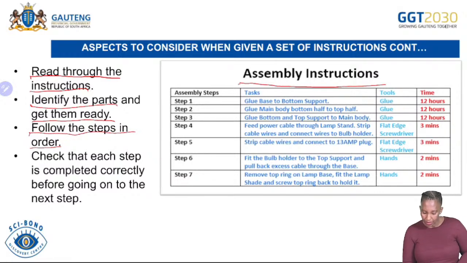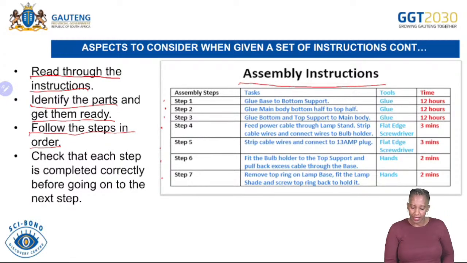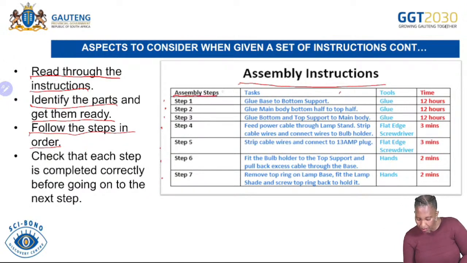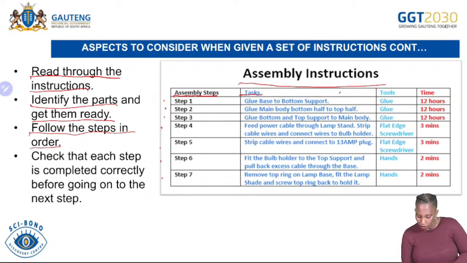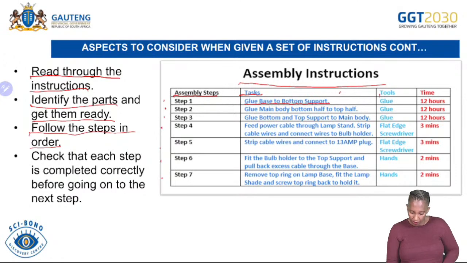So as you can see alongside here, we are given the number of steps. It says step number 1, 2, 3, 4, 5, 6, 7. And each and every single step has a task next to it. That means you are given the assemble step and you are given a task, what to do on that step. If it says step number 1, for example, it says glue the base to bottom support. So you look at this. This is what you are to do in step number 1. And which tool are you going to use? They have given us the tool to be glue.